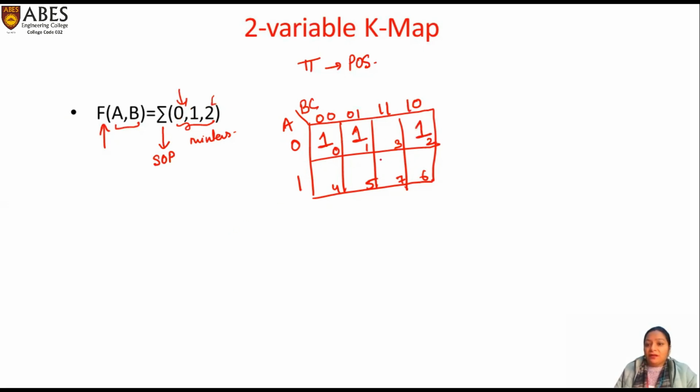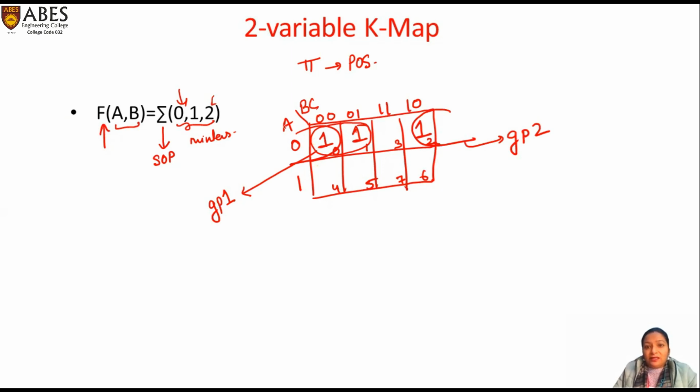Now how do we do the grouping? As we can see, we can clearly form a pair here, right? This one pair is our group 1. And we can also join the corner ones to form another pair. This is group 2. Now we need to name it, we need to simplify it.